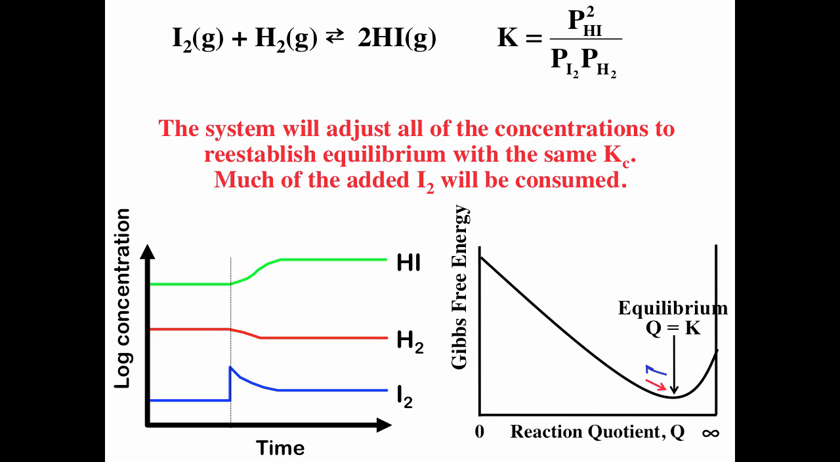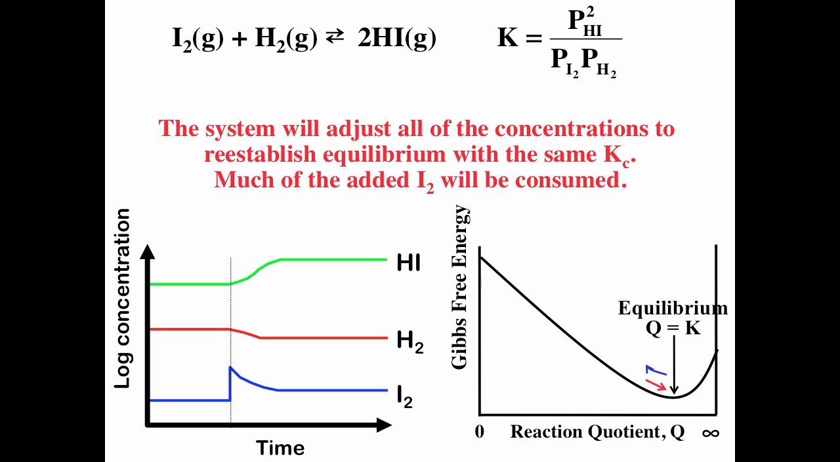Now again, if you look at the left-hand graph, it's kind of cool. You had these concentrations initially, and then we increase the iodine. That's the spike in the iodine, and then some of the iodine is consumed. And when the iodine was consumed, the hydrogen had to be consumed, and HI was produced. And then we eventually get back to equilibrium, so the concentrations remain constant.